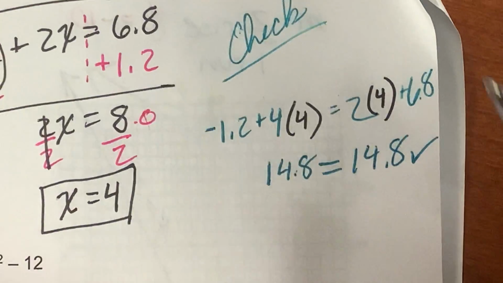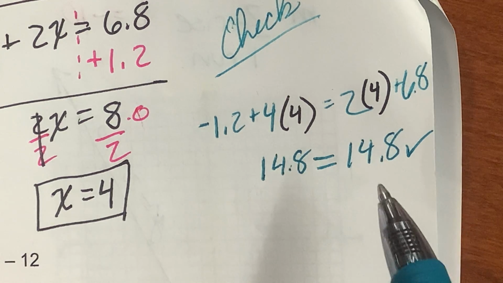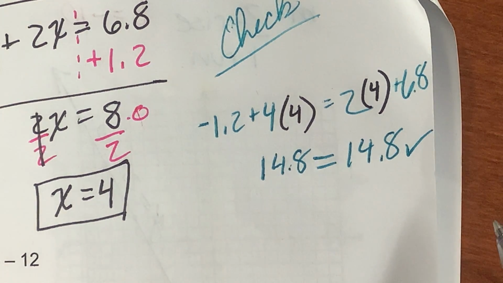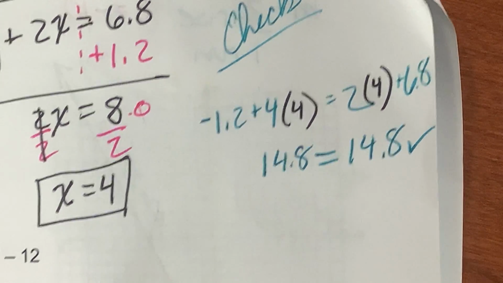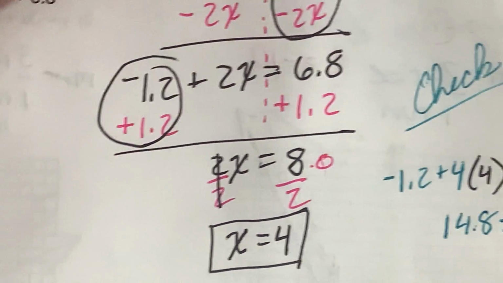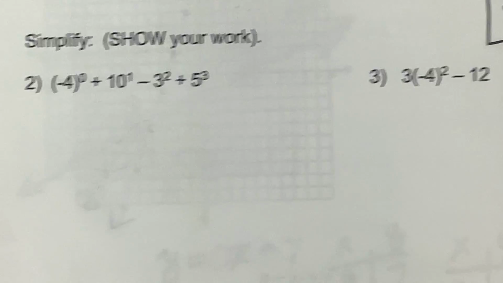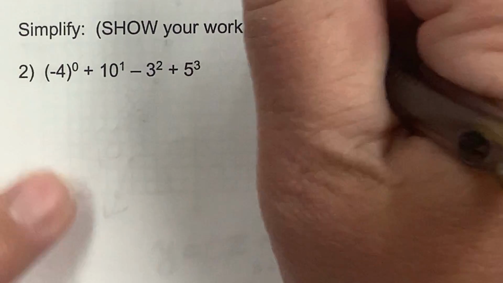So this checks. Now, if you do this and you get different answers, let's say I got 12 on one side and 14 on the other, first thing you do, check to make sure you did your check right. And then if you did the check correctly, go back and check your work. Be careful. All right. Now this is back all the way in Chapter 1, Exponents.